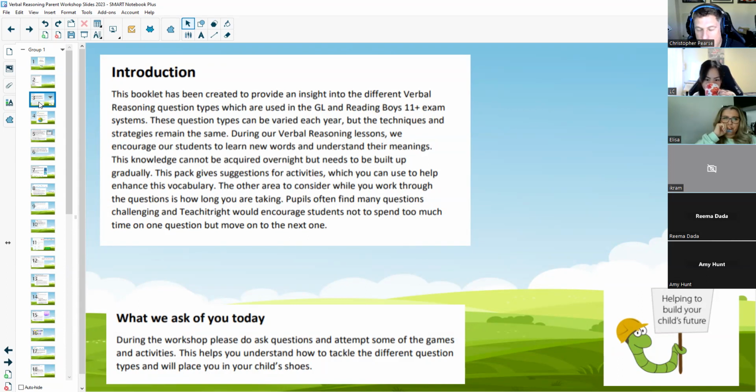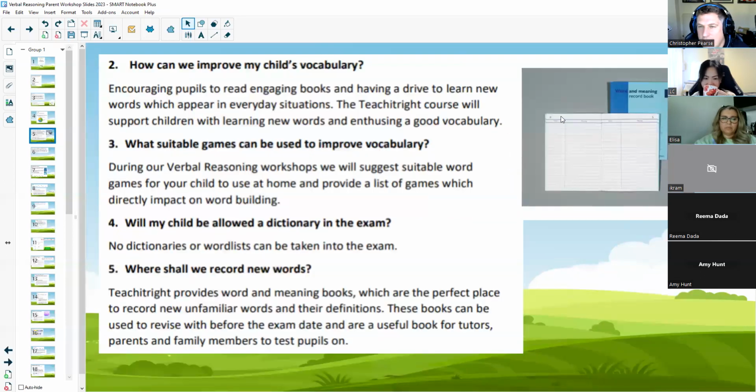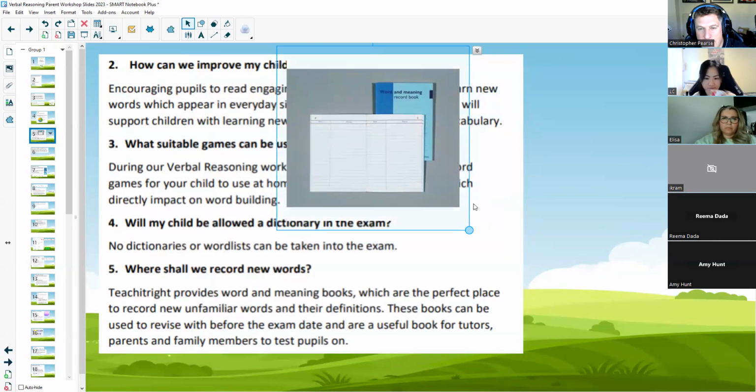I think the other thing to bear in mind is that it's also important to spend time going back over words again. It's all very well showing or telling a child, this is what the word means, putting it into context, but it is about repetition. It is about going back through those words. Hence why we use word and meaning books, so that children can record the words and revisit them again. I would really encourage children to use that book. And if you're not familiar with that, this is the word and meaning book. It looks a little bit like that inside.